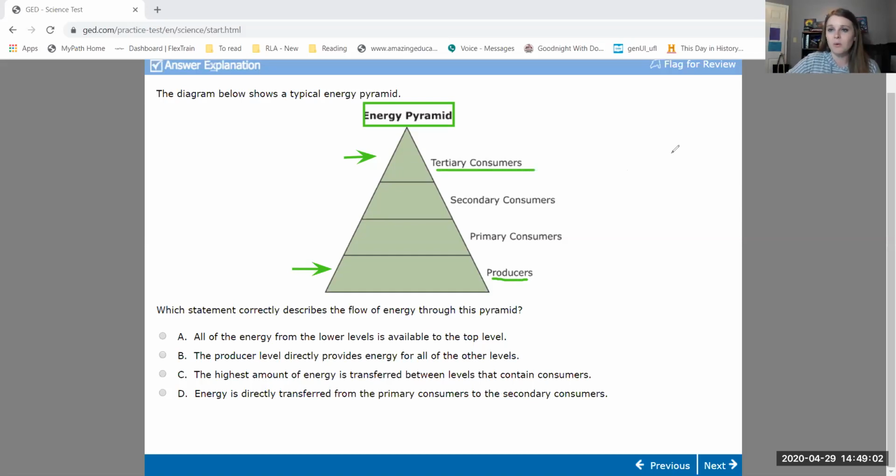Now you say, what in the world is the word tertiary? We do not use that word very often. And the good news is it doesn't matter. Sometimes when we see words we don't know, don't stress about them. Just read the question. It may not even be important.